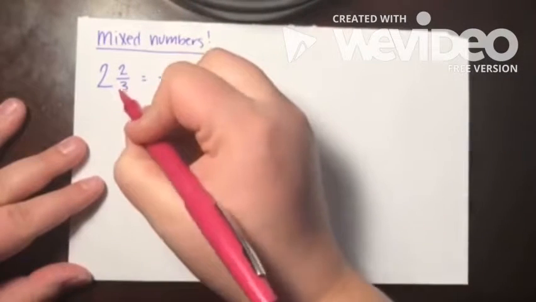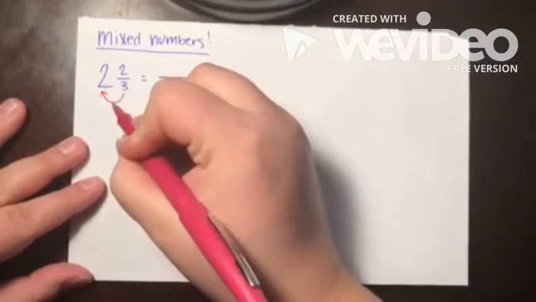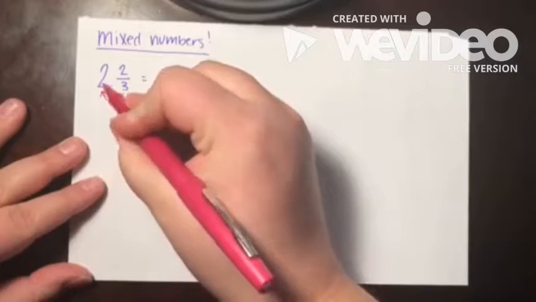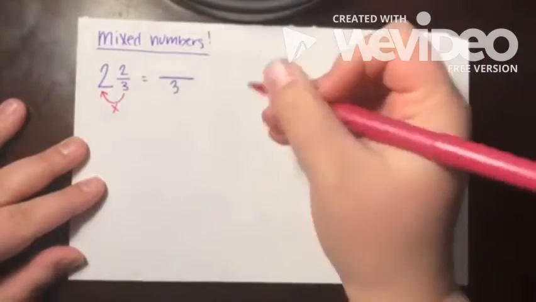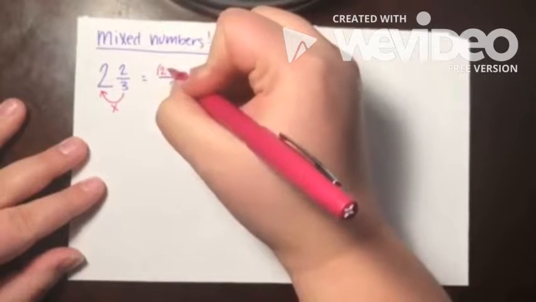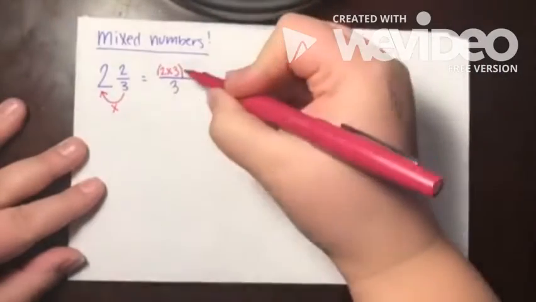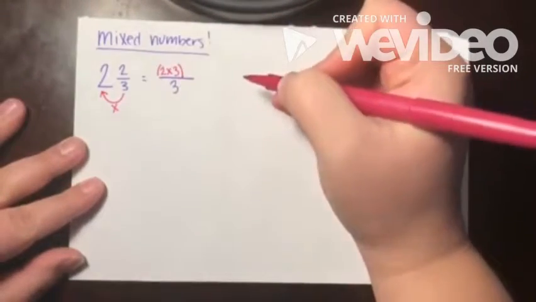Now we're going to multiply our denominator by our whole number, which is going to be 2, right? 2 times 3 is 6. So we can write that right up here. 2 times 3. And remember, whenever we have parentheses, we always do those first.